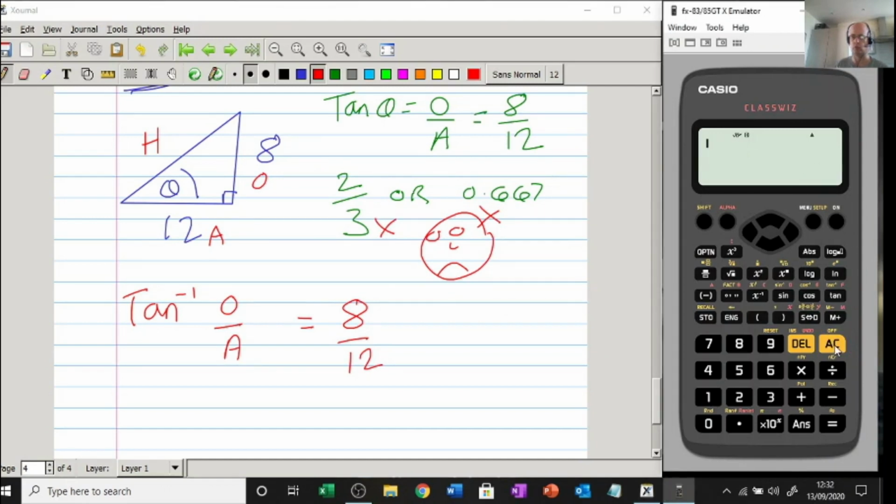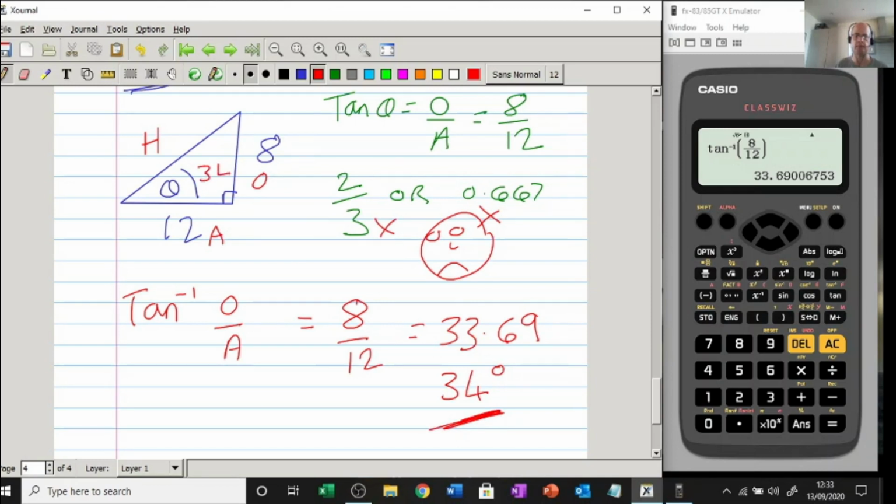So shift, inverse tan, put a bracket in like that, and do 8 divided by 12. Close that. Inverse tan 8 over 12, O and A, 8 and 12, always check. There we are, 33.69, we'll call that 34. That's the angle, 34 degrees in there.